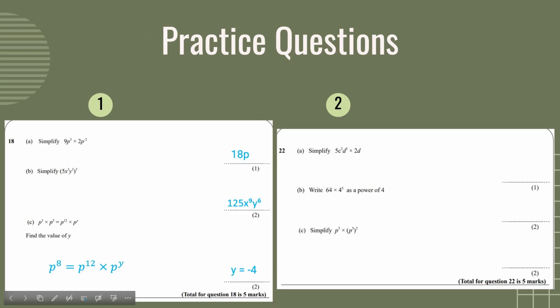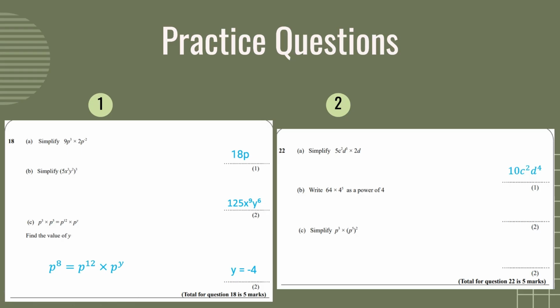In part A, we are asked to simplify 5c squared d cubed times 2d. Here, we simply multiply the whole expression by 2d, leaving us with 10c squared d to the power of 4.